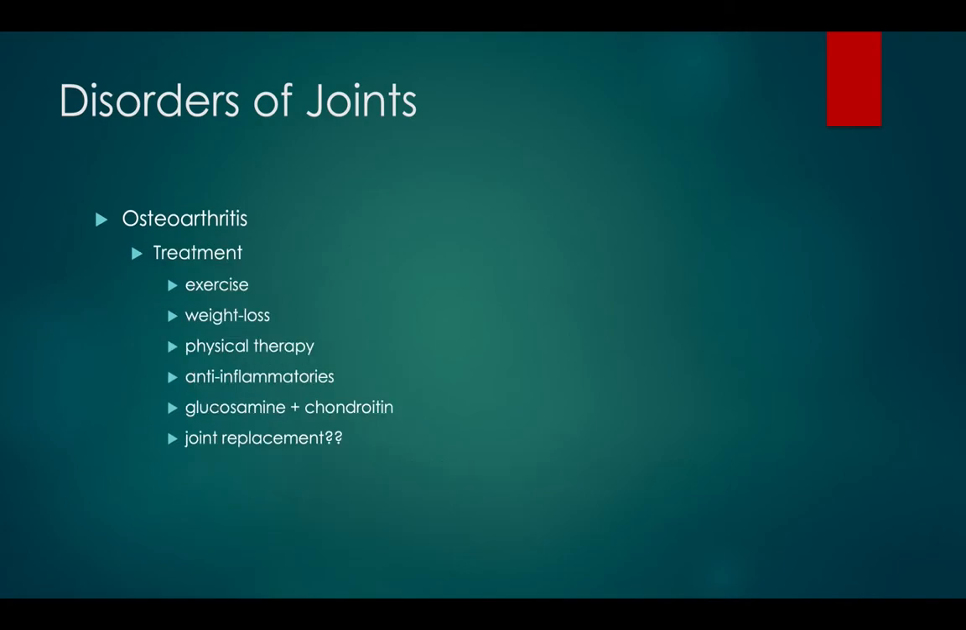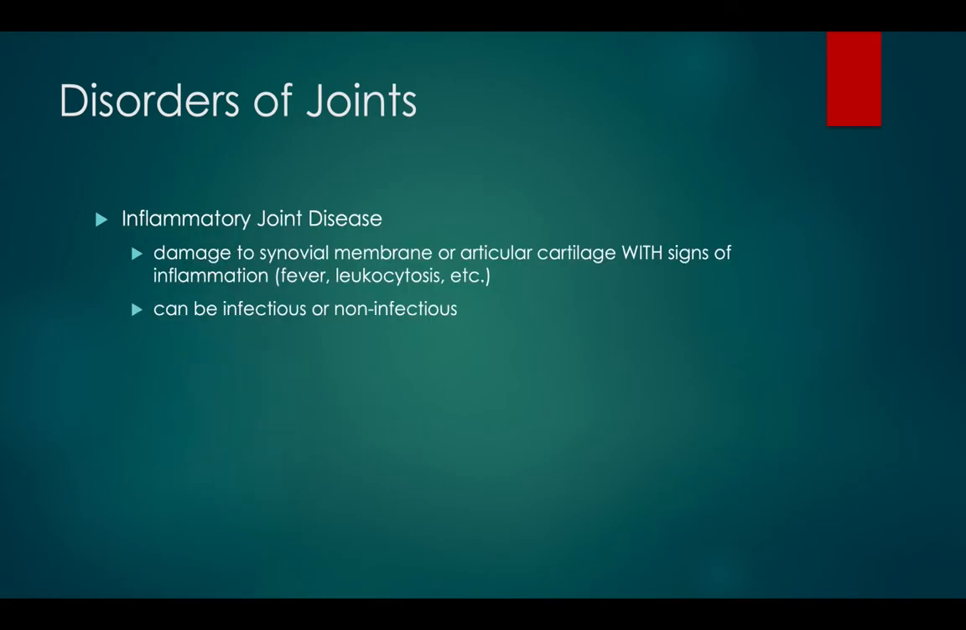So osteoarthritis, treatment for that is exercise. Like we said, it improves with movement. Weight loss is key. So if you have bone on bone, a lot of times that breakdown in the articular cartilage is caused by excessive weight, putting excessive stress on joints. So if you lose weight, it helps with that. Physical therapy can help. Anti-inflammatories, glucosamine and chondroitin are sometimes shown to help. And then finally, sometimes you just have to have a joint replacement.